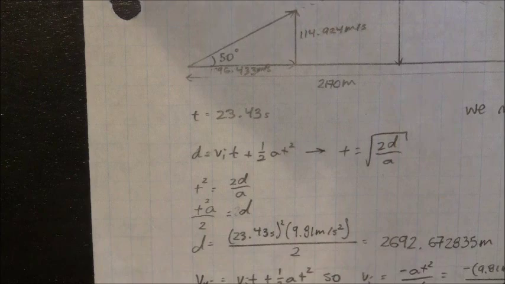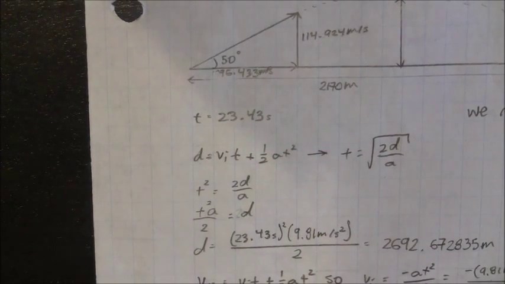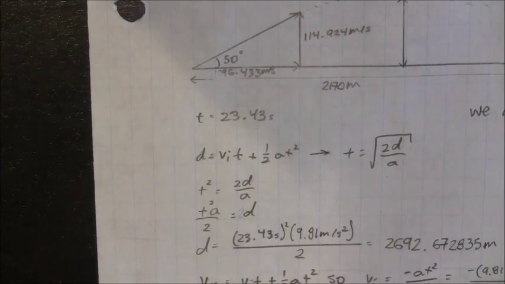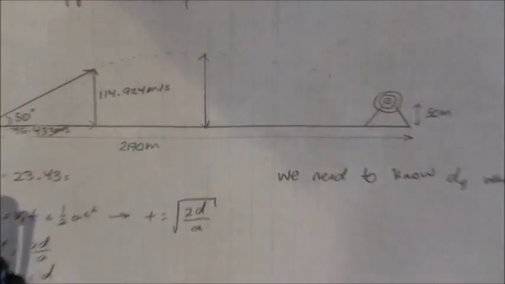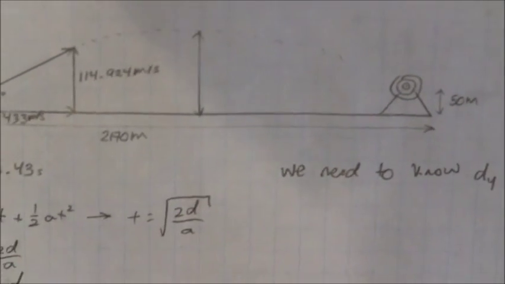Okay guys, let's look at one more type of projectile motion problem. Let's say that I fire a projectile at 50 degrees to the horizontal. And I know the x and y components of its velocity. And I have a target 2.17 kilometers away, and it's 50 meters above the ground.